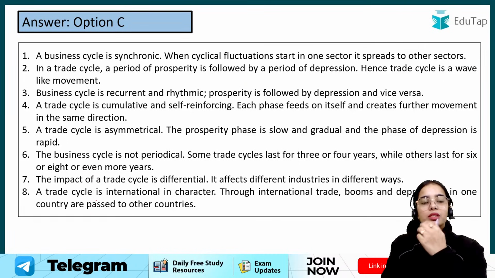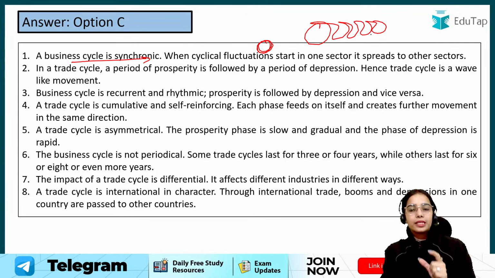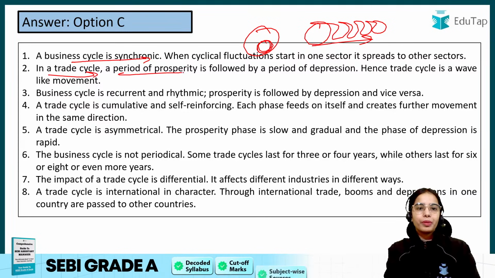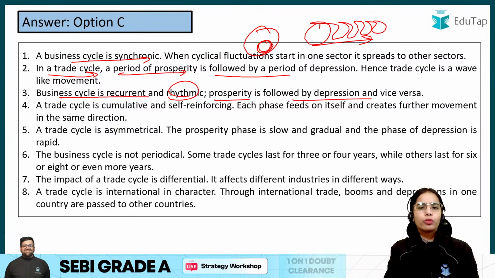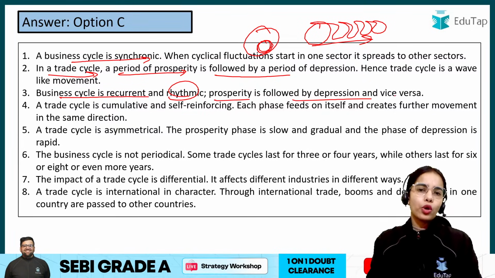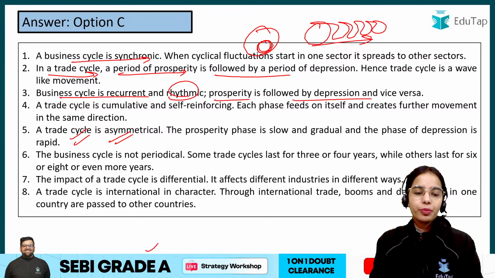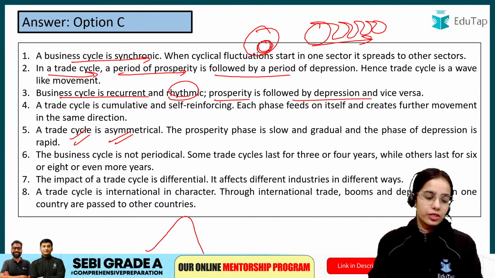Now, these are the features. Business cycle is synchronic. It might start from one sector and spread to other sectors, might start from one country and spread to other countries. In a trade cycle, a period of prosperity is followed by depression, recession, and such. Business cycle is recurrent and rhythmic. Prosperity is followed by depression, but we do not know the exact period. Trade cycles are asymmetrical. That means the prosperity phase might be slow and gradual, while the contraction might be faster.